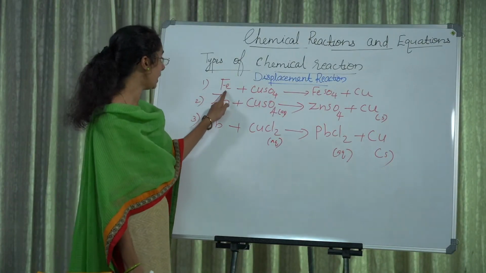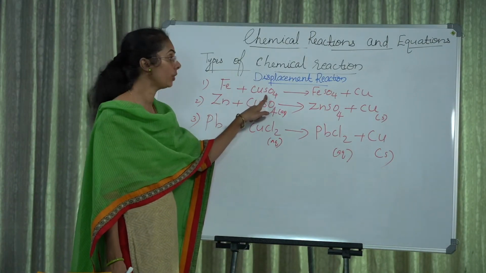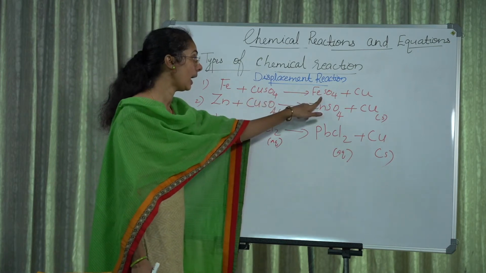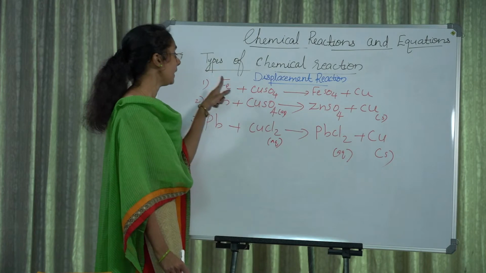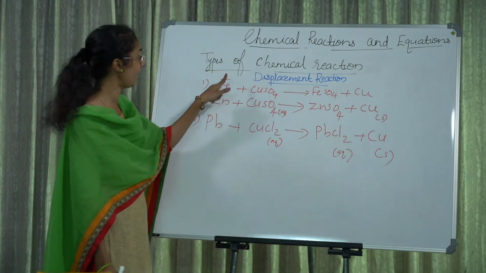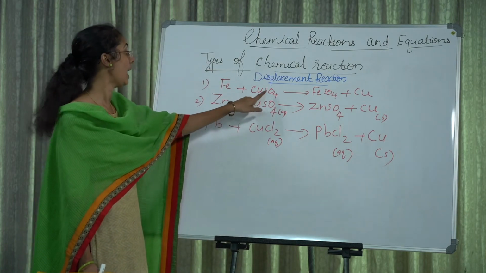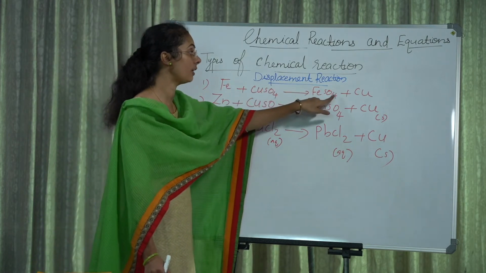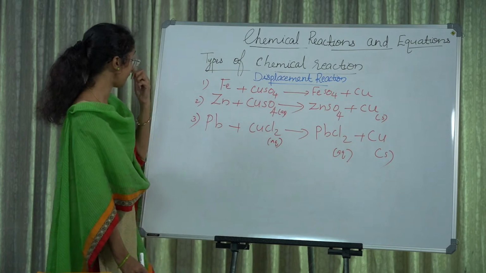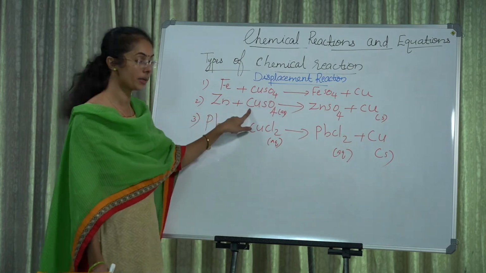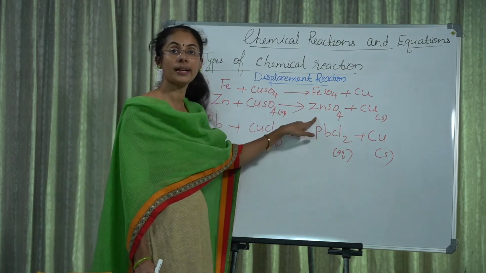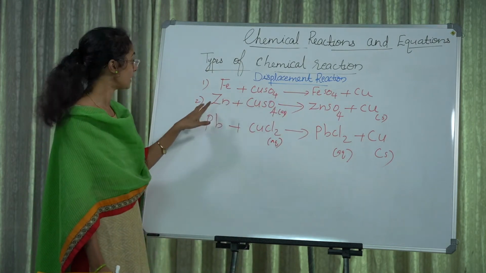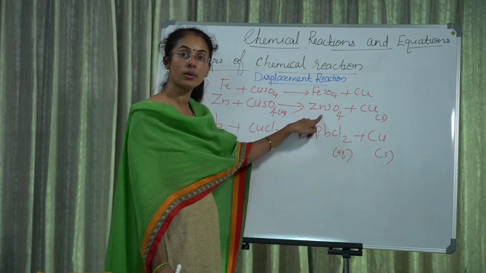First reaction: iron plus CuSO4, copper sulfate, gives iron sulfate plus copper. In this first reaction, iron displaces copper and joins to form FeSO4, iron sulfate, plus copper. In the second reaction, zinc plus copper sulfate gives zinc sulfate and copper. In this reaction also, zinc replaces copper, and zinc and SO4 combine to form zinc sulfate.